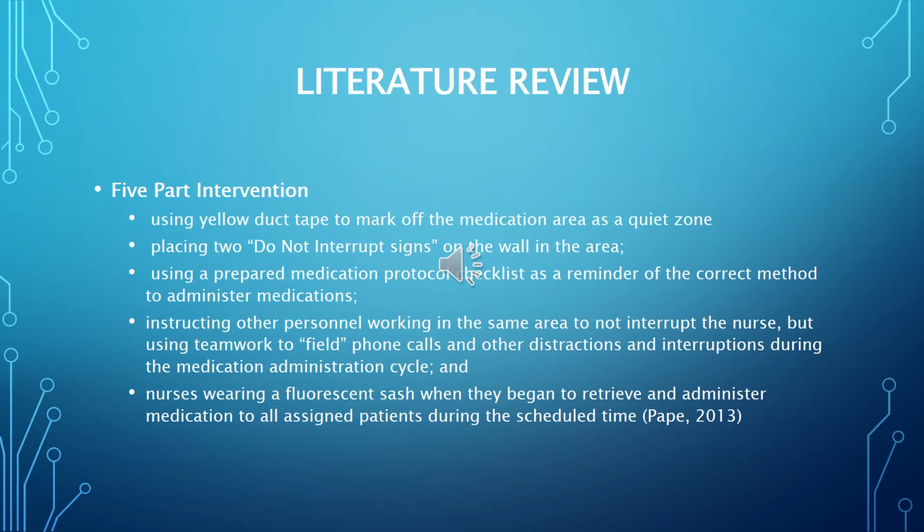Another aspect of my literature review included a five-part intervention, which included using yellow tape to mark off medication areas as a quiet zone, placing 2 do not interrupt signs on the wall in the area, using a prepared medication protocol checklist as a reminder of the correct method to administer medications, instructing other personnel working in the same area to not interrupt the nurse, but using teamwork to field phone calls and other distractions and interruptions during the medication administration cycle, and nurses wearing a fluorescent sash when they begin to retrieve and administer medications to all assigned patients during the scheduled time.